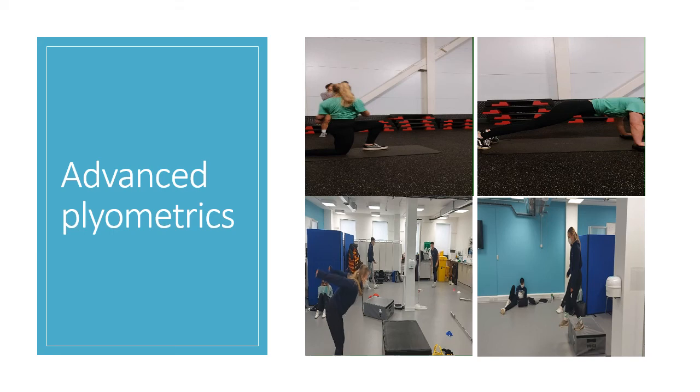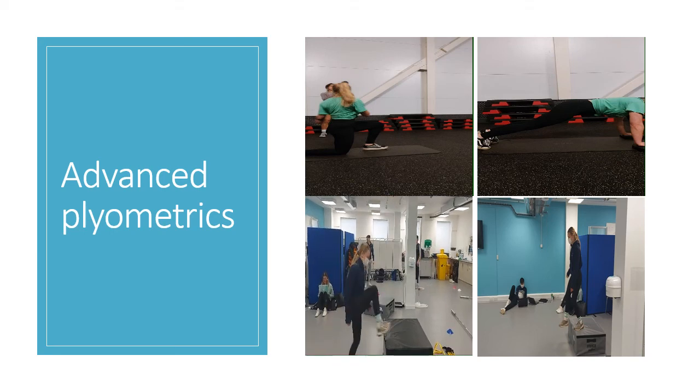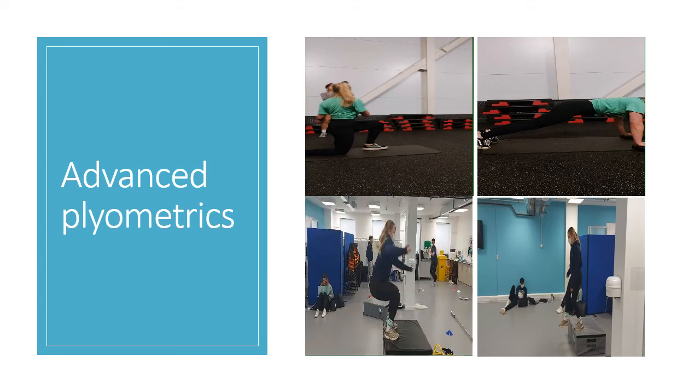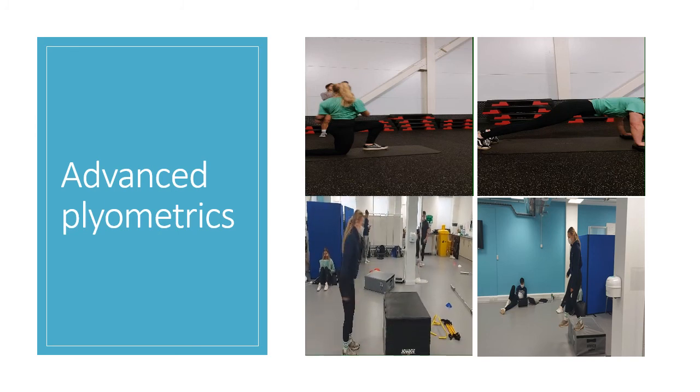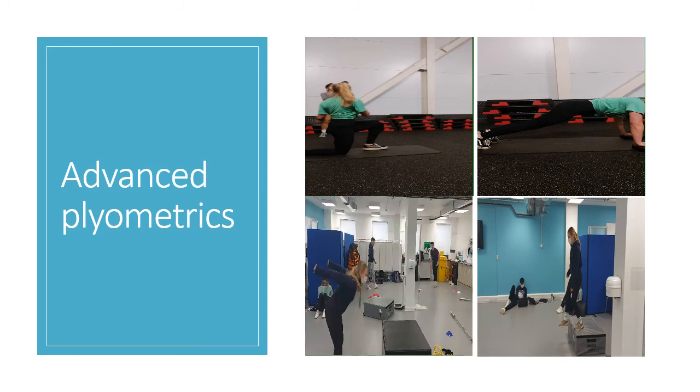Next is box jumps using the counter movement arm swing and hip hinge. The client will jump onto the box and then step down and repeat this. To progress this, height can be increased, or to regress this, the client can step off the box, just practicing the landing part of a jump.